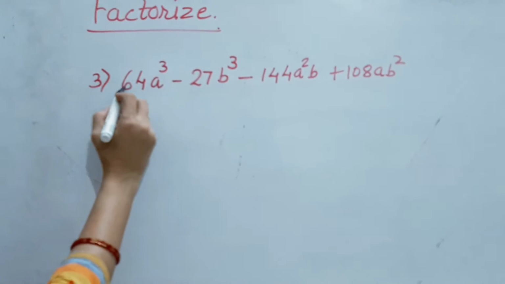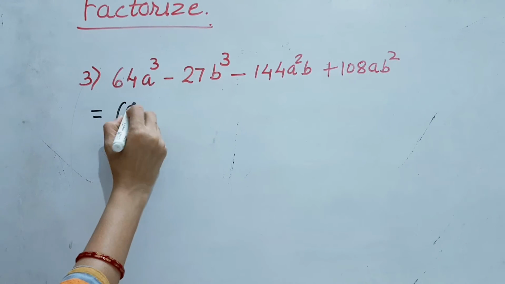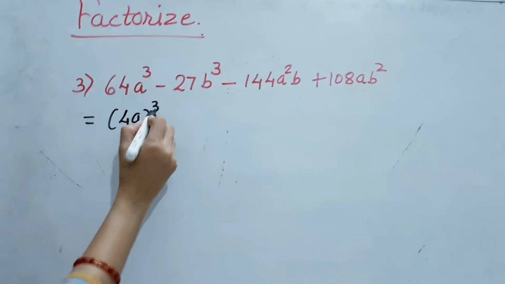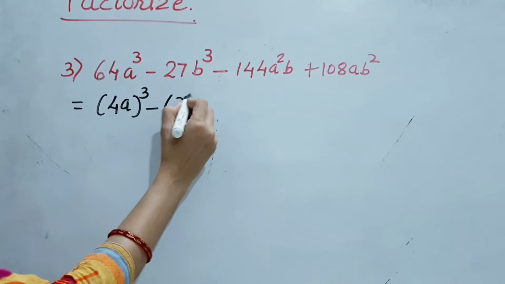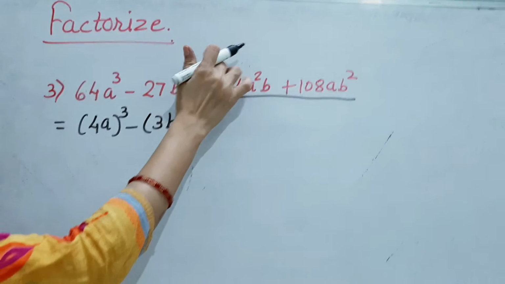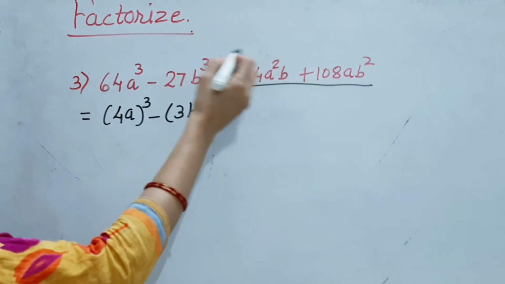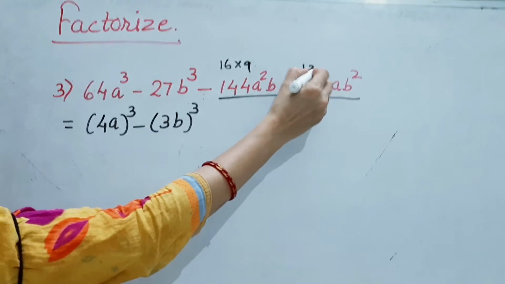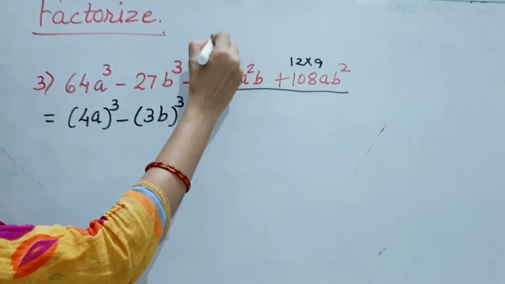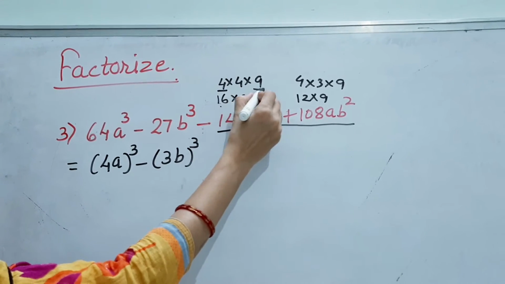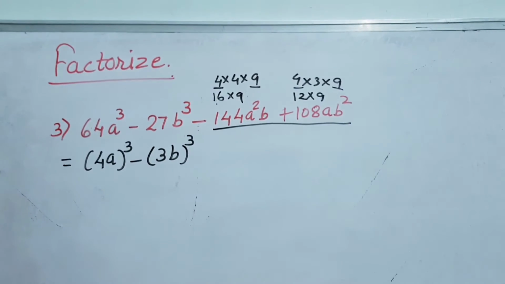Now in this sum, 64a cube, that means (4a) cube. 64 means 4 cube. 27 means (3b) cube. Correct? Understood? Now what is common in these two? Here you have to write the factors, then you can easily get the common. 16 times 9, correct? 12 times 9 is 108. 16 means 4 into 4. Here 16 times 9, that means 4 into 4. 4 and 9 should be common. Do you see it? Correct?